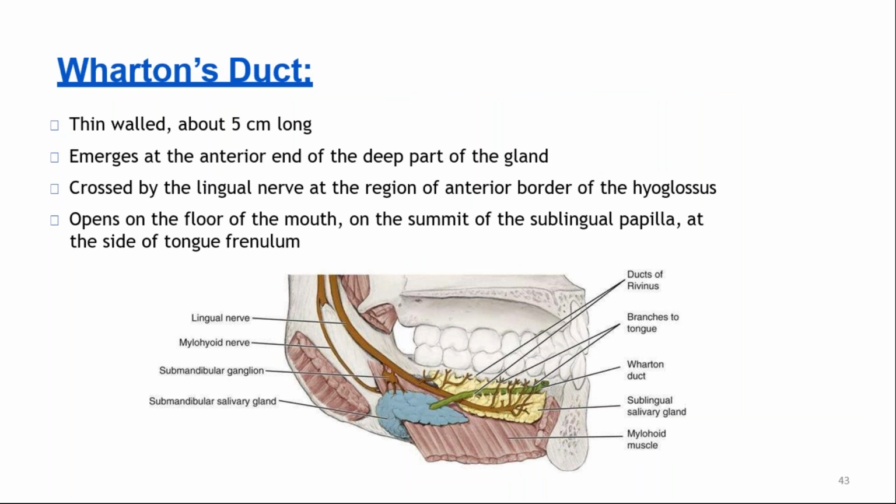The duct of the submandibular gland is Wharton's duct. It is also approximately 5 centimeters long. So who will tell where it opens in the mouth? So exact location: always remember, at the side of the tongue frenulum. Whenever you lift your tongue, just at the frenulum, you can see that ductal opening.